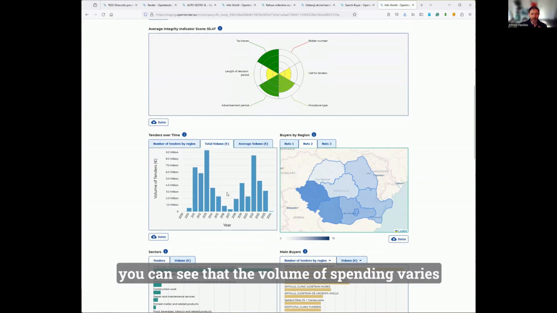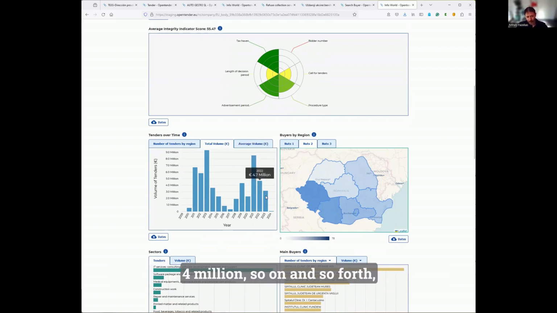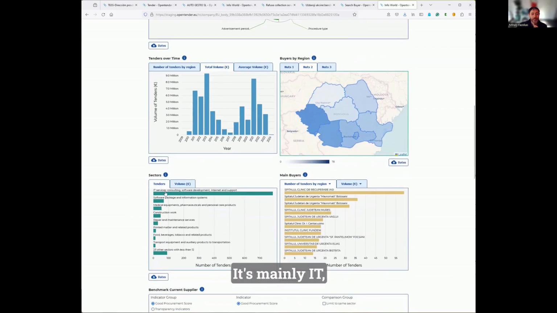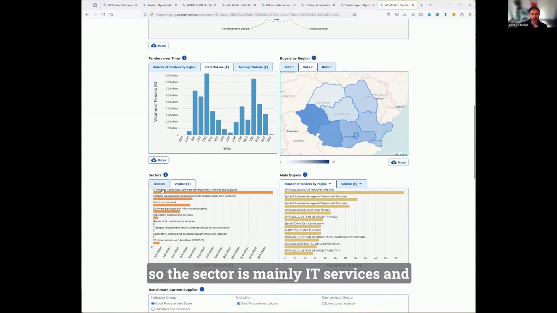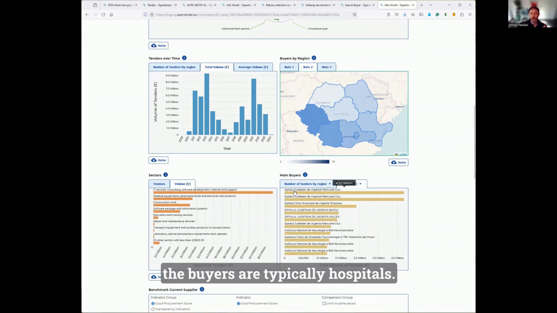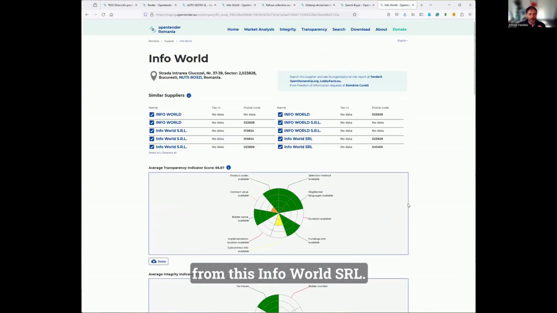You can see that the volume of spending varies quite a bit, very active in the early 2000s, then gets very active with high values, 8 million, 4 million, so on and so forth in the early 2020s. It's mainly IT. So the sector is mainly IT services, and the buyers are typically hospitals. So this company sells IT services and equipment for various, this is, I think, Timișoara, so on and so forth. So basically, hospitals buying services from this Info World SRL.